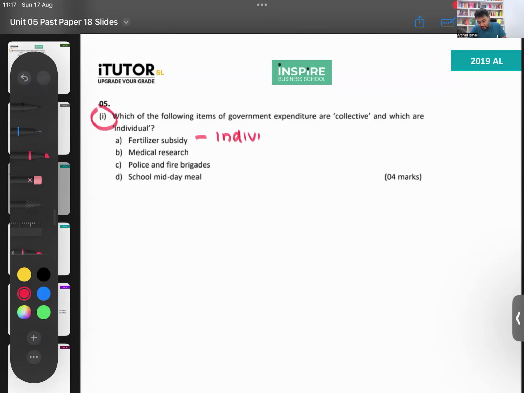That is individual expenditure. What about Lama, medical research? Can you identify per person medical research cost? That is something collective. What about Lamai police and fire brigade? Can the government say for Arshad police cost is this much? No, those are also collective. What about school midday meal? If I'm going to school, can the government say, okay, for Arshad we are spending this much on midday? Yes. Individual. So if you can identify it per person, the per person spending, it's individual. If you can't, it is collective.